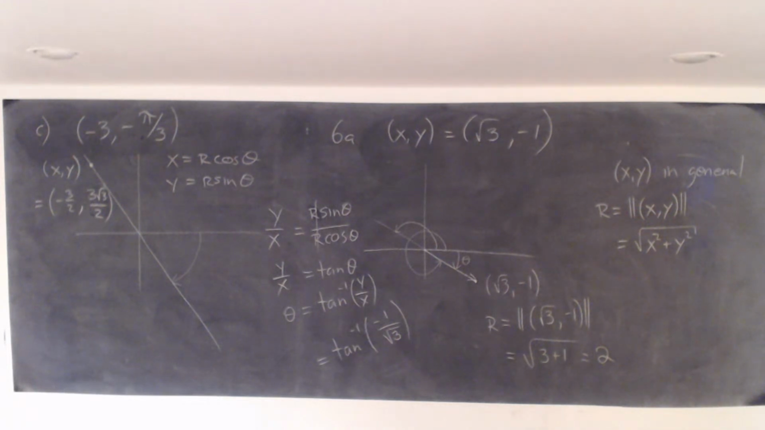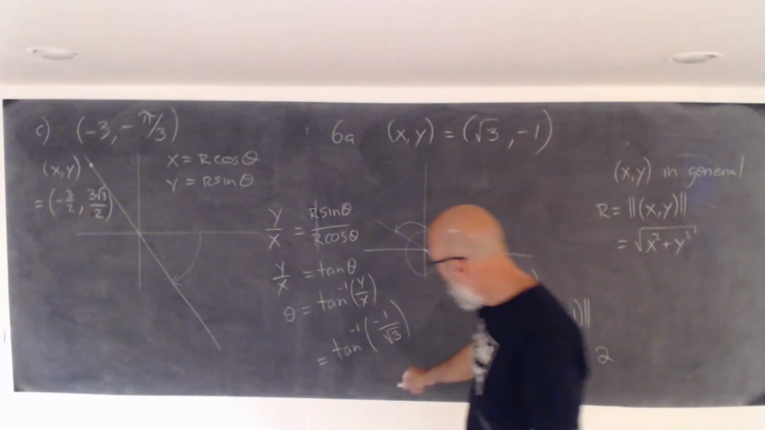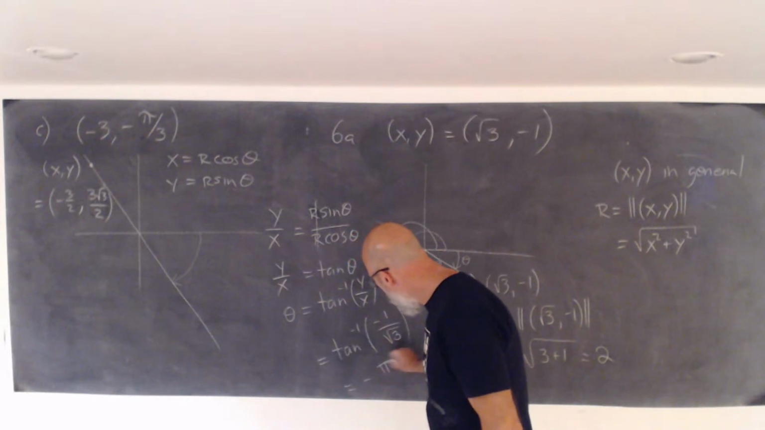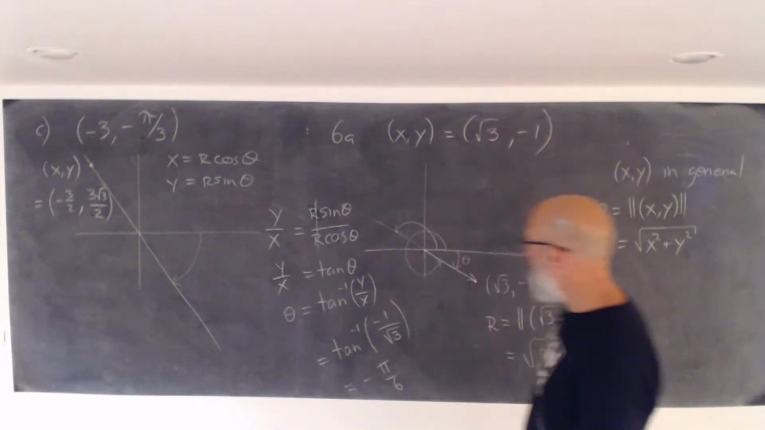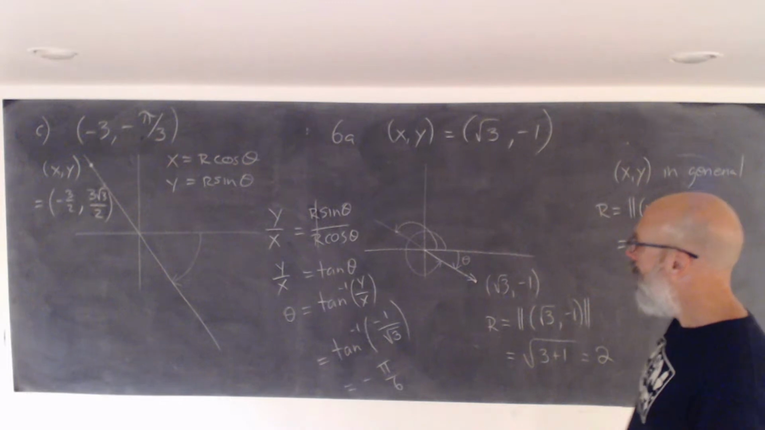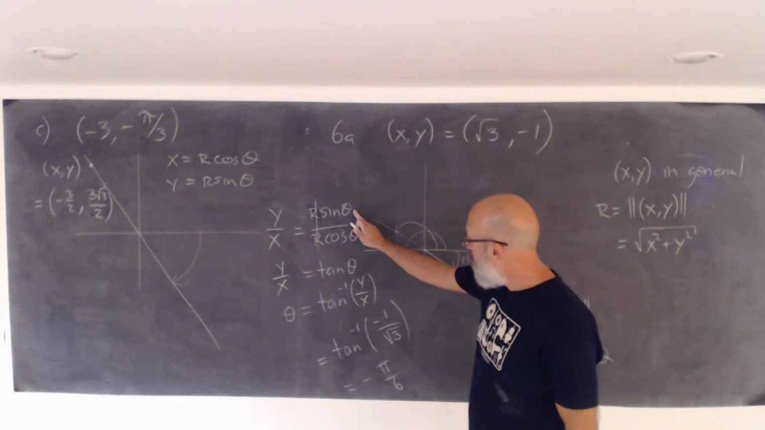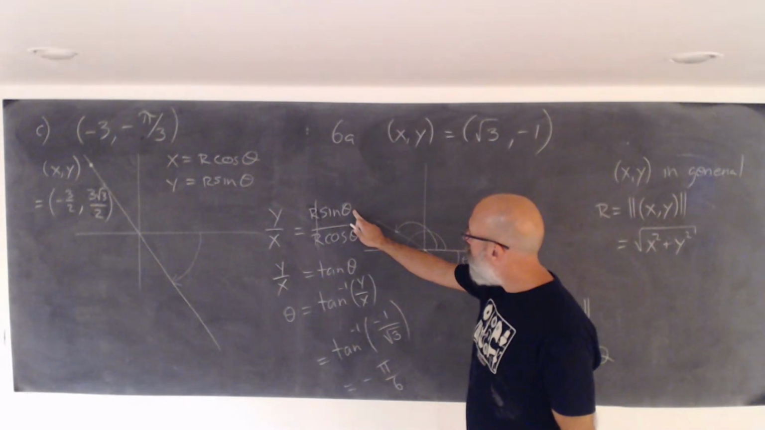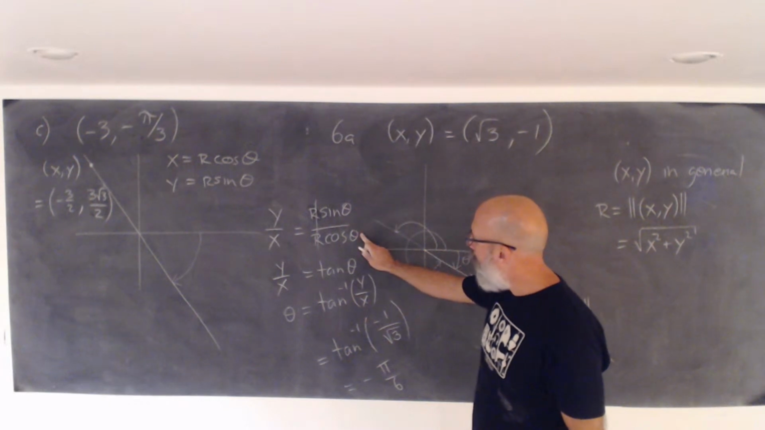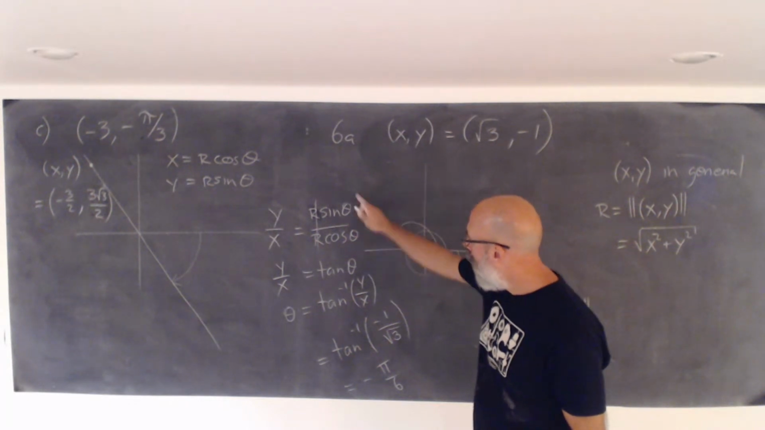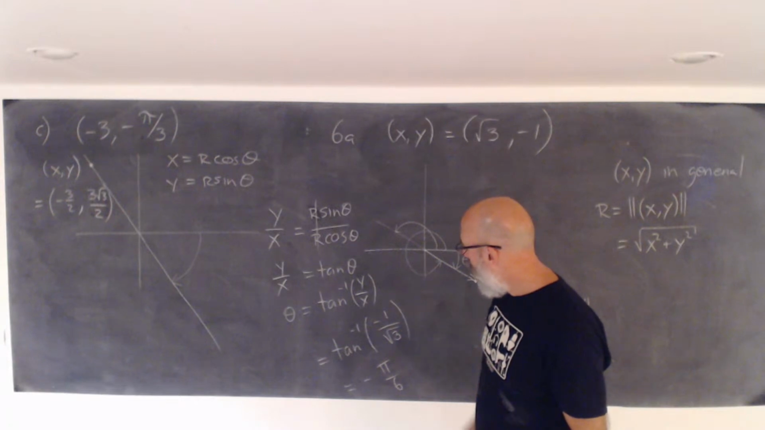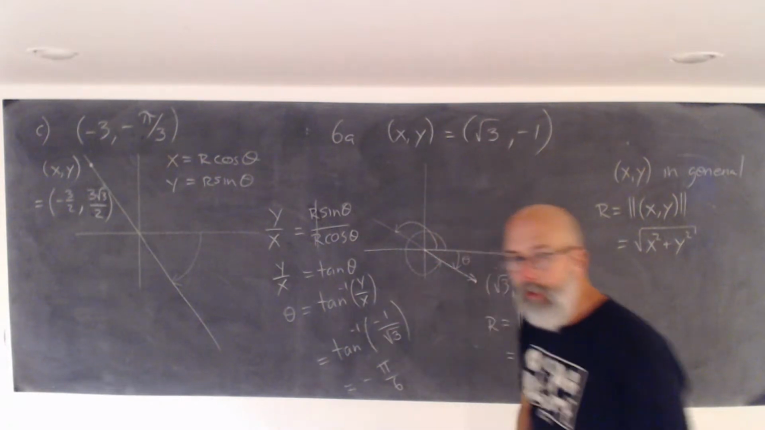You might not recognize it, but I claim that this is negative pi over 6. Sine of pi over 6 is 1/2. Cosine of pi over 6 is root 3 over 2. So you get a 1 over root 3, and then with the negative, it all works out.